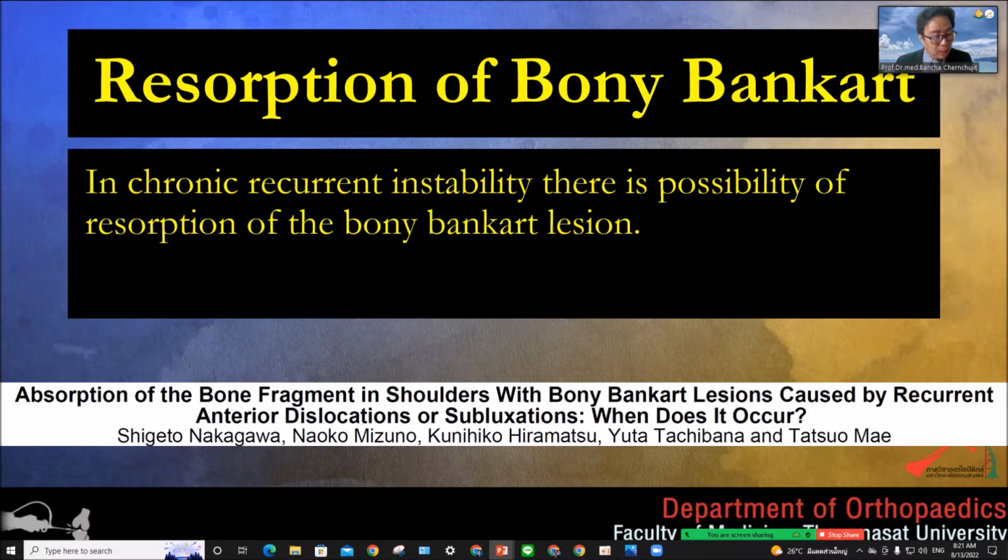So the bony Bankart is quite important. If you don't recognize it, it can resorb over time. So for the bony Bankart, we need to address it and do the surgery earlier compared to the soft tissue Bankart.